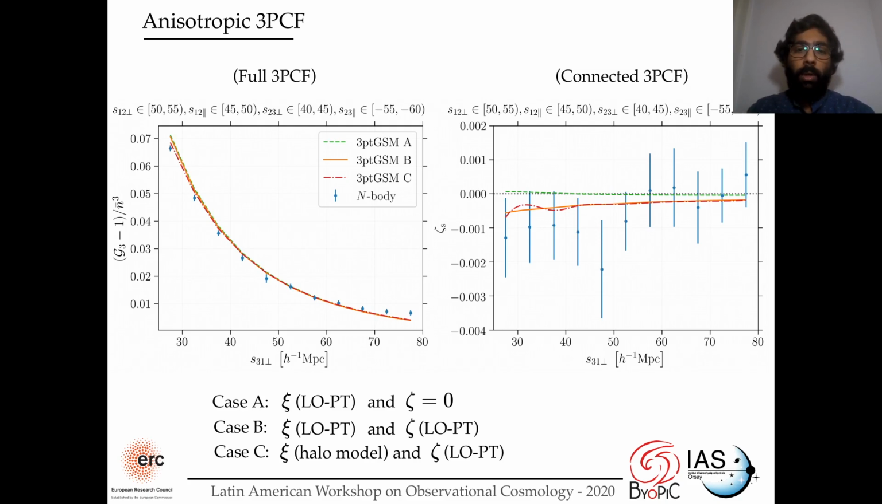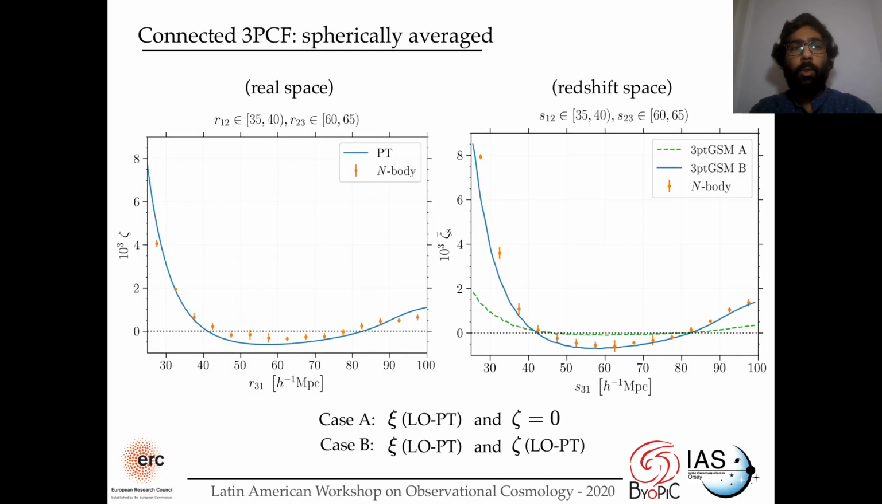To have a higher signal to noise ratio, we looked at some more compressed versions of the data. The first one we looked at was the connected 3-point correlation function by spherically averaging, basically.